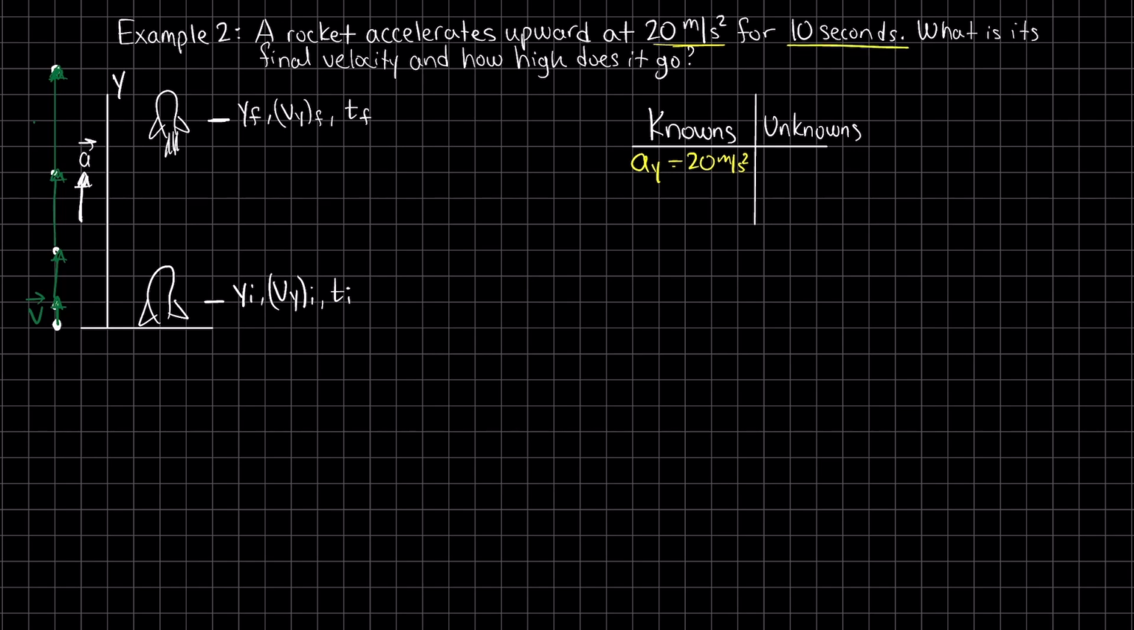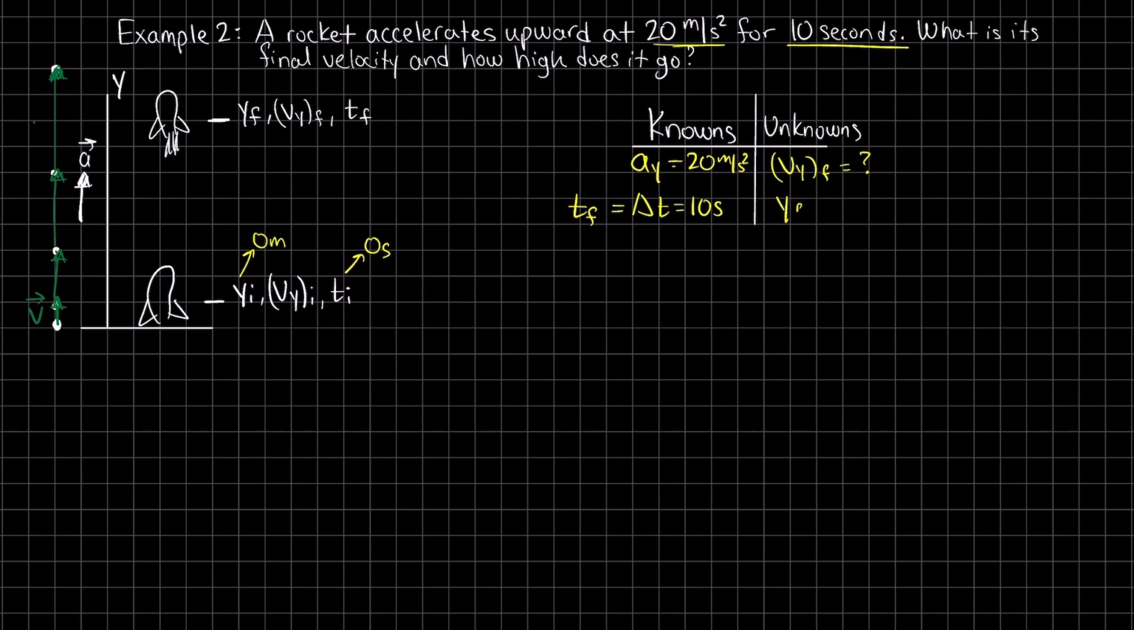It does that for 10 seconds. My delta T is 10 seconds. And again, delta T is going to be equal to TF because my TI starts from the beginning, that's 0 seconds. And of course, the same thing will happen for my YI. This is 0 meters. The question is, what is its final velocity? So I'm looking for my final velocity, and I am looking for how high it goes.